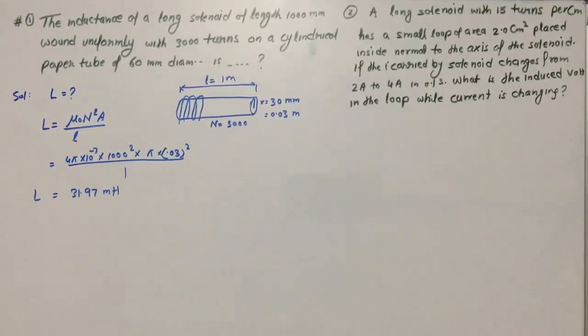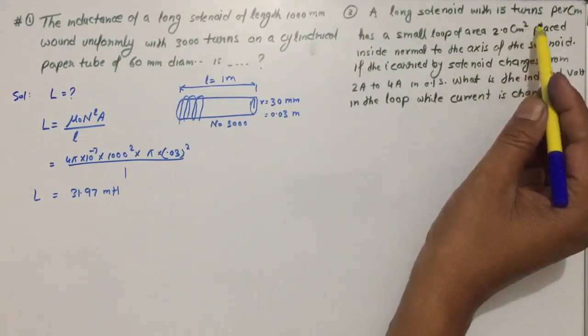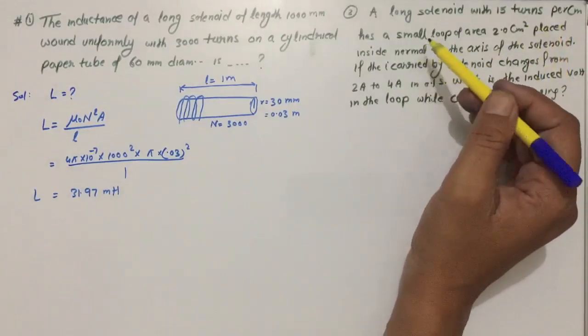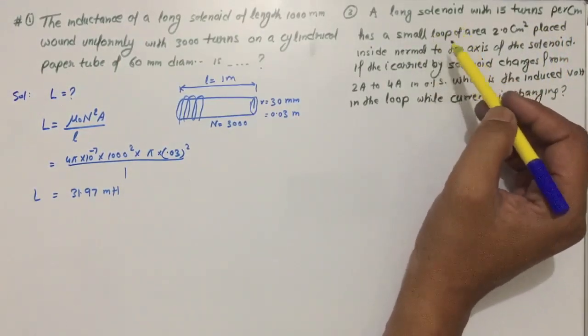The problem is very simple. Now come to the next problem, that is a long solenoid with 15 turns per centimeter. So we can say N by L.